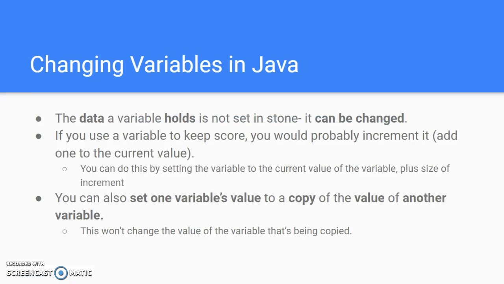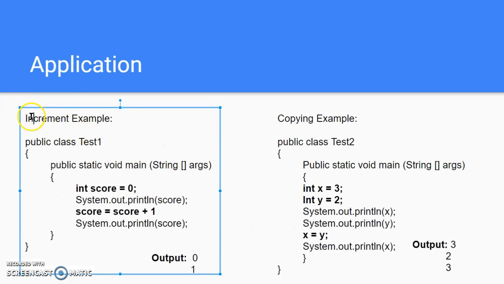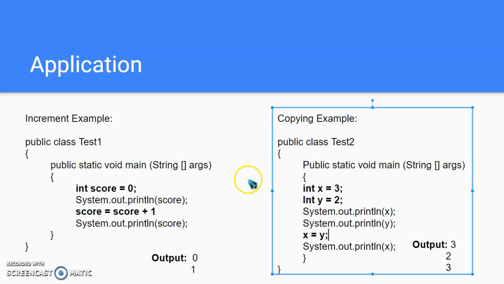So, moving on, this is going to be showing the exact same thing with the increment example with score plus 1 and the copying example as well. And that should about wrap it up for this video.